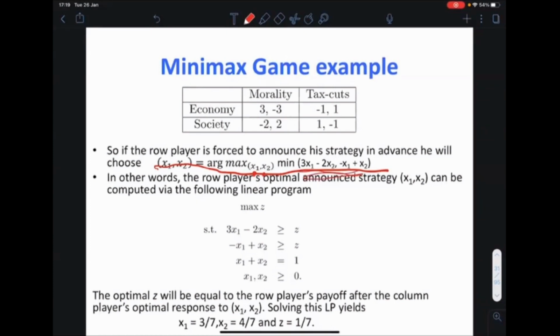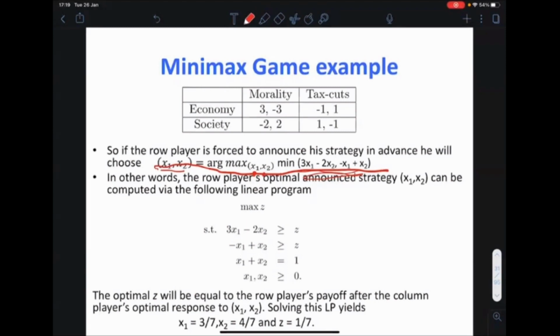And from the row player's perspective, they're basically choosing x1, x2 in such a way that they will make sure they would maximize their reward. Okay, so you can write down this max-min procedure as a linear program as below.